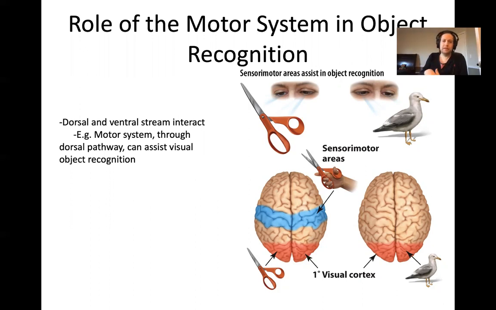It's the lower pathway, the one that goes from the occipital to the temporal lobe and maybe pushes up a little bit to the frontal lobe. The dorsal stream or the where pathway goes from the occipital lobe up to the parietal lobe. That's the upper or superior pathway.